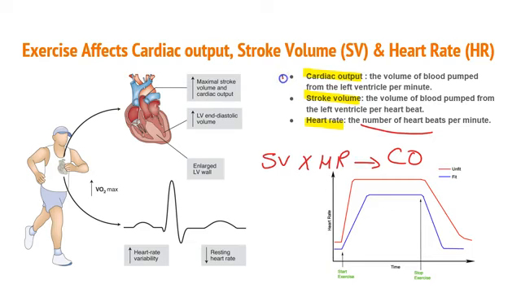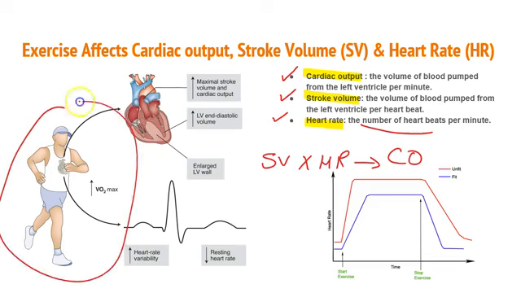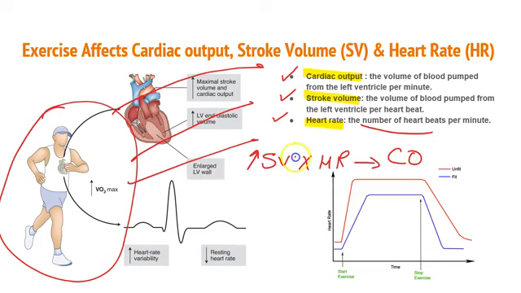So make sure you know the definition of each of these concepts: cardiac output, stroke volume, and heart rate, and see what's going to be the impact of exercise on each of these factors. Obviously, when you're exercising, your heart rate increases, and also because our body needs more blood, the amount of blood pumped from our heart per heartbeat is going to increase. So it means our stroke volume is also going to be increased. When the stroke volume and heart rate increase, the cardiac output would also be increased.